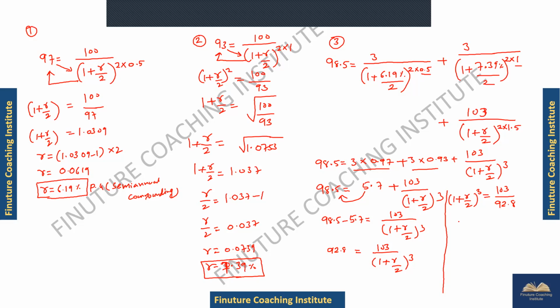It's around 1 plus r by 2 to the power 3 is equal to 1.1099. So what I'll do, I'll take cube root of this first. So 1 plus r over 2 is the cube root of 1.1099. So 1 plus r by 2 would be equal to, just give me a moment, I'll calculate it on the calculator.